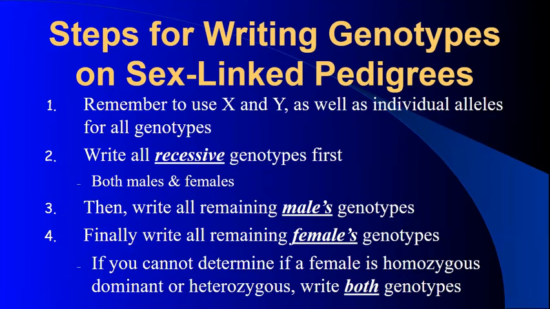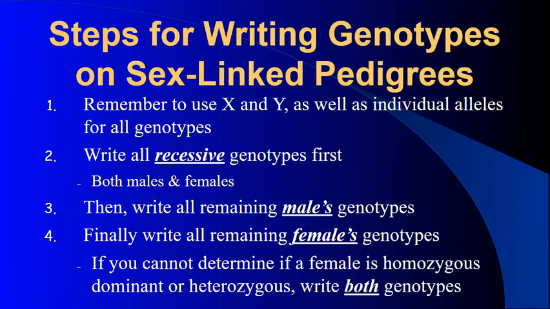Once we have all the recessives done, sex-linked pedigrees have one additional step that we squeeze in here. After the recessives, we do all of the male genotypes that are remaining. All of the male genotypes that are remaining are going to be males who are dominant. There's only one possible genotype for a male who is dominant for a sex-linked trait, and that has to be X big letter Y. So we want to do all of those genotypes next.